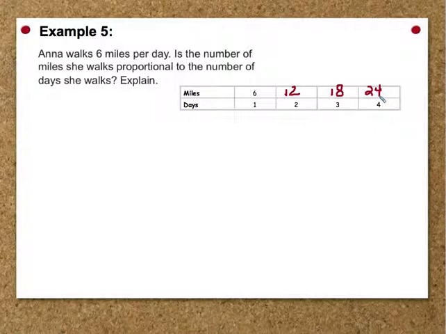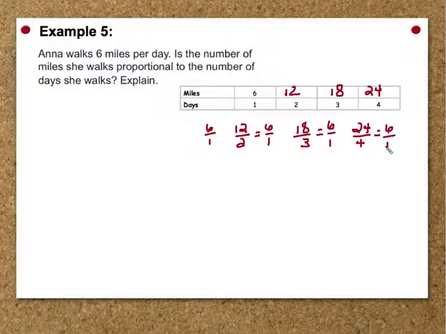So now let's compare. We have 6 to 1, 12 to 2, which is equal to 6 to 1, 18 to 3, divide by 3, I get 6 to 1, and 24 to 4, which is also equal to 6 to 1 because I divide by 4. So in this case, Anna's rate is proportional.